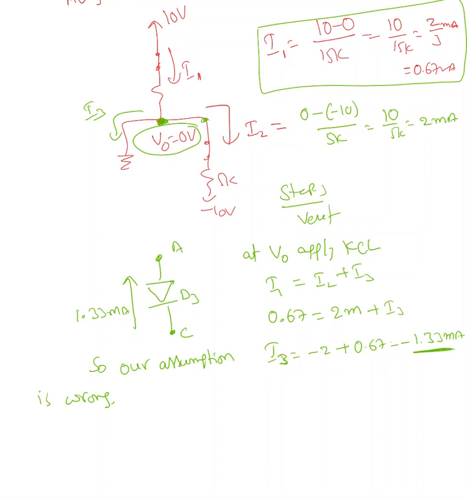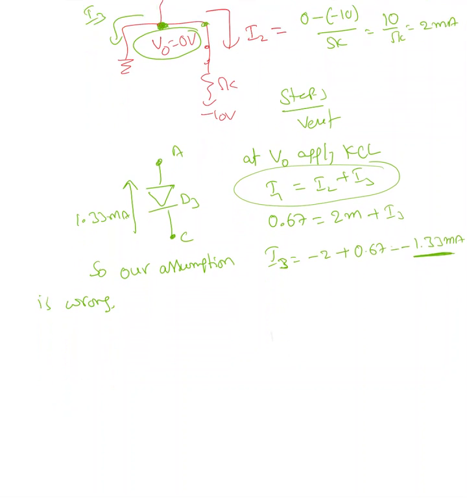In the previous 2-3 examples, it was easy to prove whether our assumption about the diode is wrong or right. But in this example, I have to do an extra step by applying KCL at V0. So you need to verify whether your assumption is right or wrong. You can do it many ways, like applying mesh analysis, nodal analysis, or a simple current flow direction. Okay, now, so our assumption is wrong.